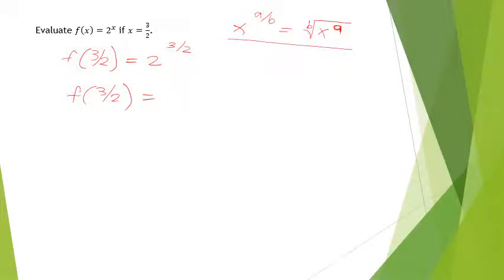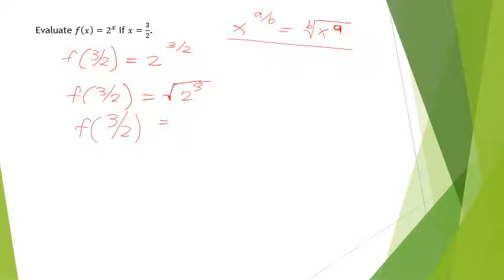2 raised to 3 halves. Pwede kong sabihin na the square root of 2 raised to 3 or 2 cube. Kasi di ba yung square root, may 2 yan dito. Di ba naka-form naman? Parehas doon. x raised to a over b equals sa the b root of x raised to a. Ganyan yung pag... Okay? Pwede kang gawin na lang ay ganito. The square root of 2 cube.